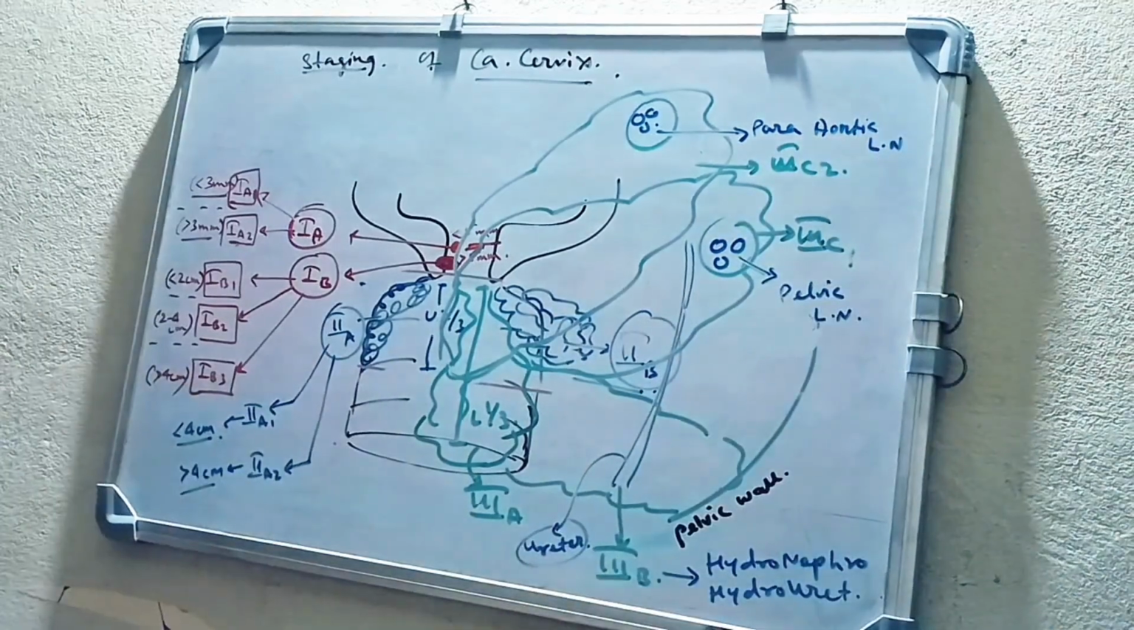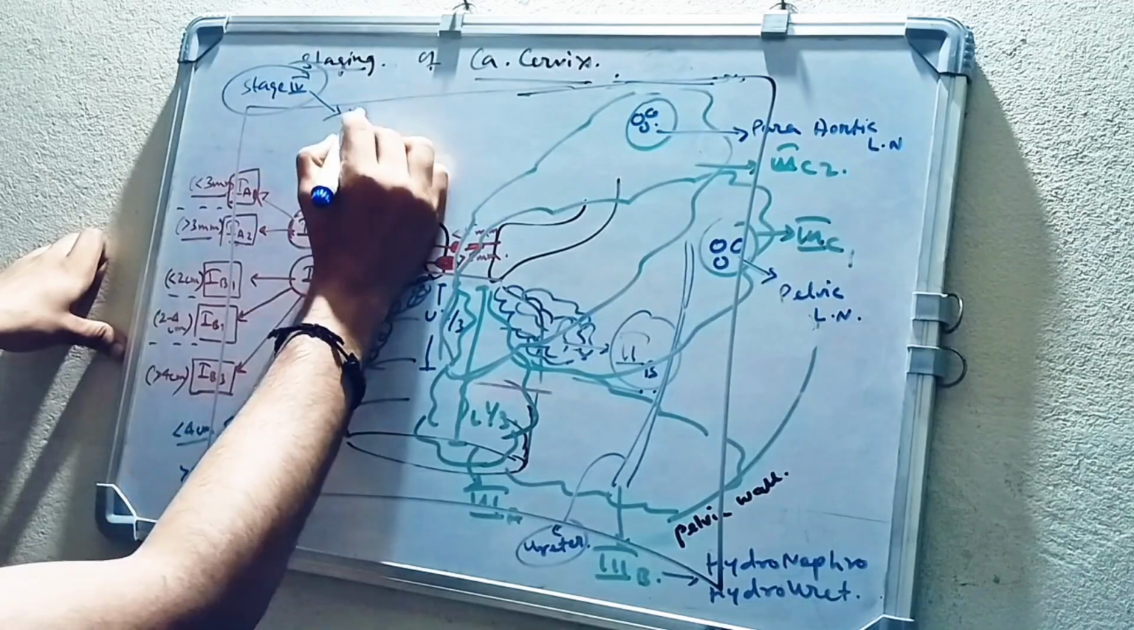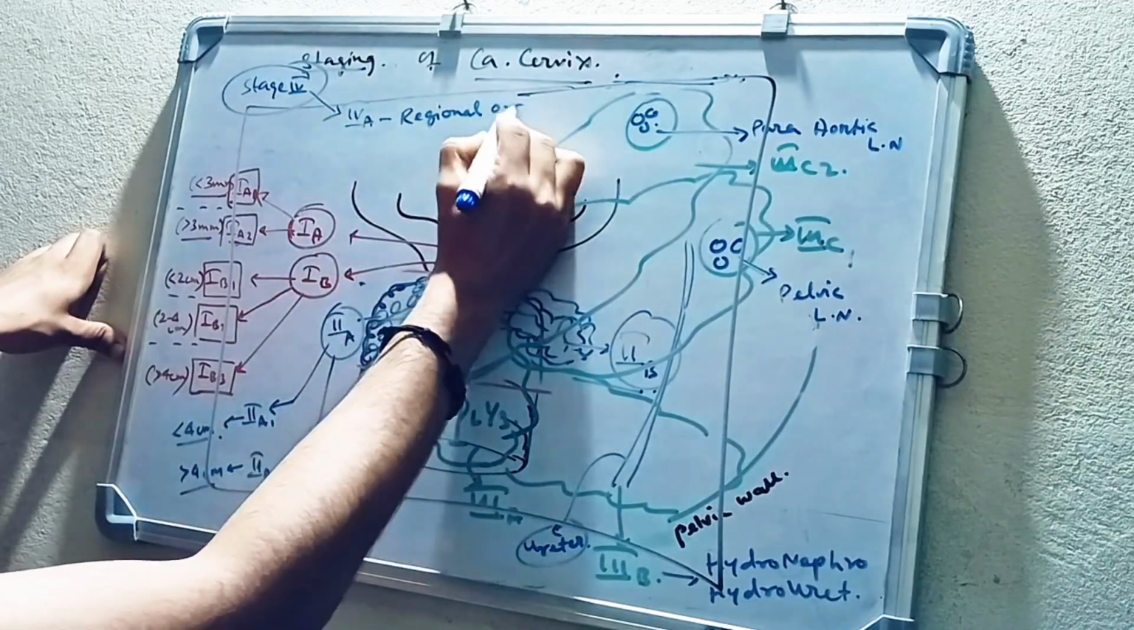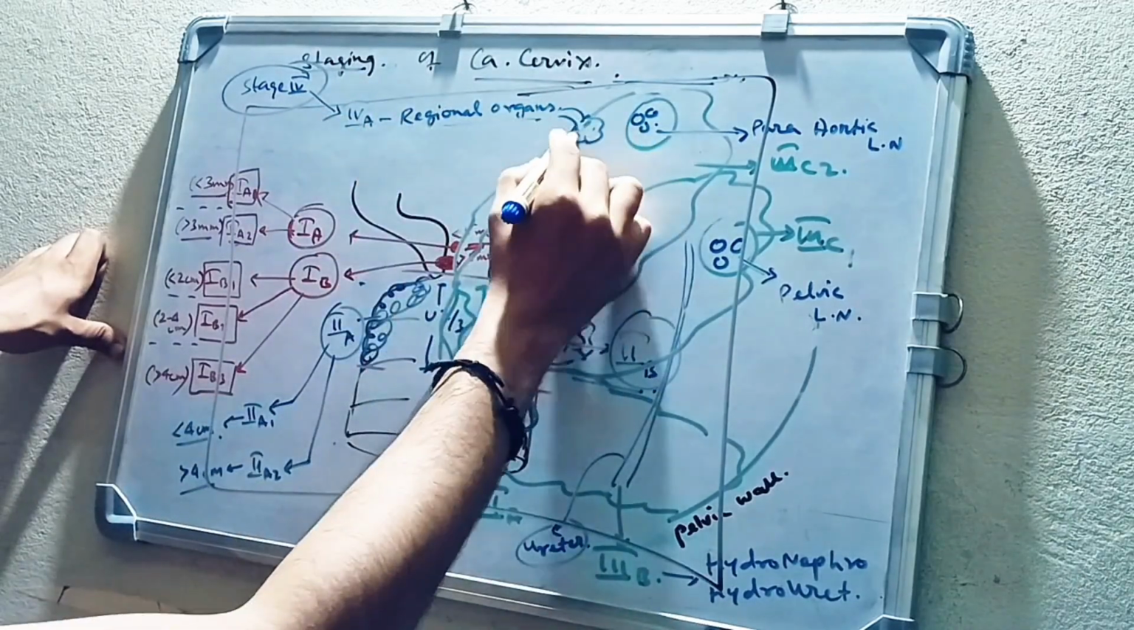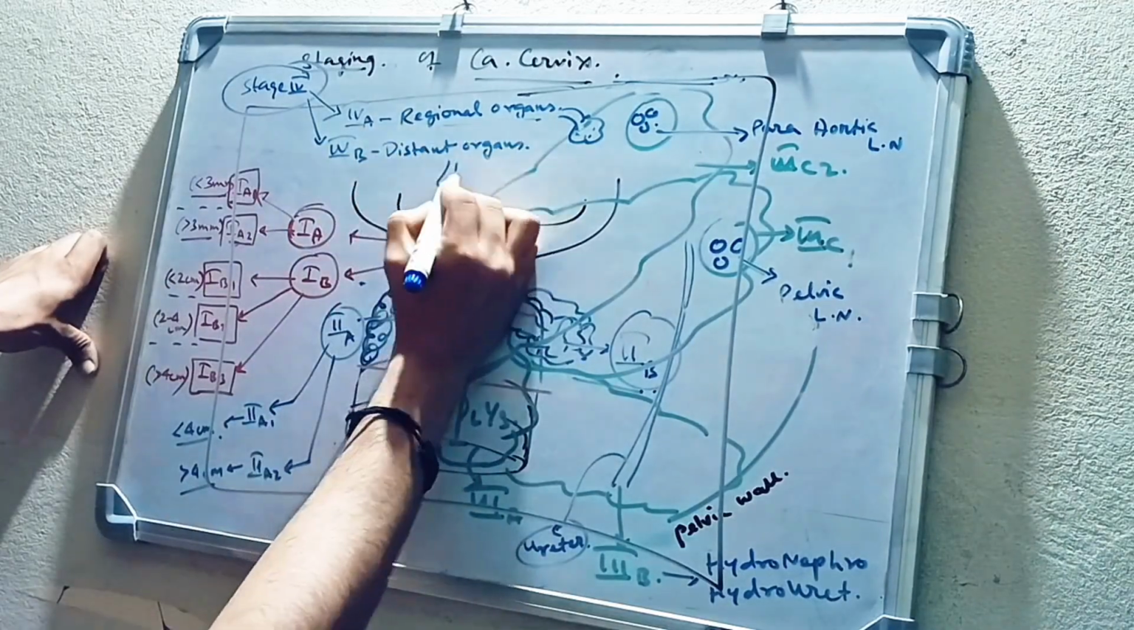Now coming to the last stage, that is stage 4, which involves adjacent organs. उसका भी stage 4A and B है. A is when it involves regional adjacent organs like the adnexa, the fallopian tube, and everything. And stage 4B when the cancer is spread to distant organs.